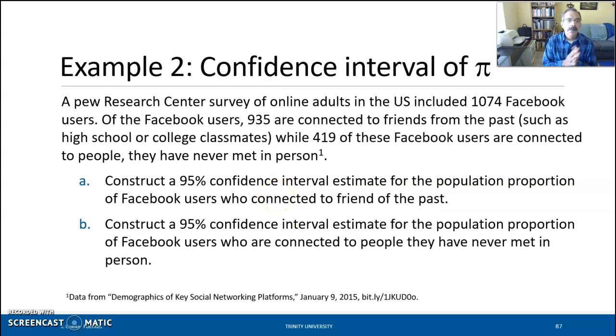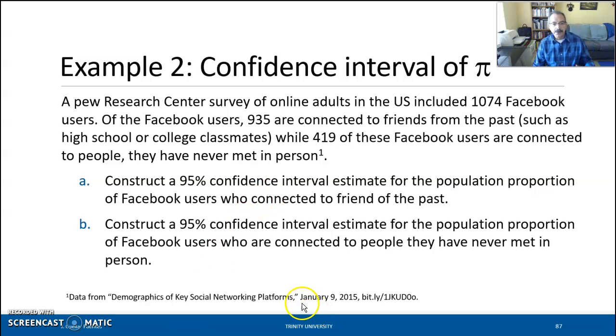In this case, a Pew Research Center survey of online adults in the US included 1,074 Facebook users. Of the Facebook users, 935 are connected to friends from the past, such as high school or college classmates, while 419 of these Facebook users are connected to people they have never met in person.